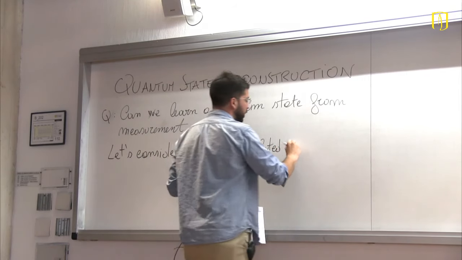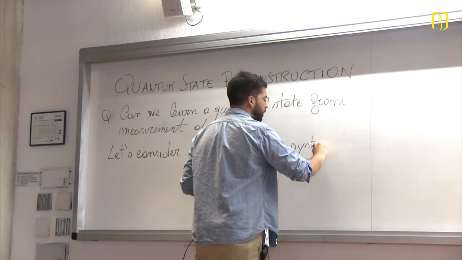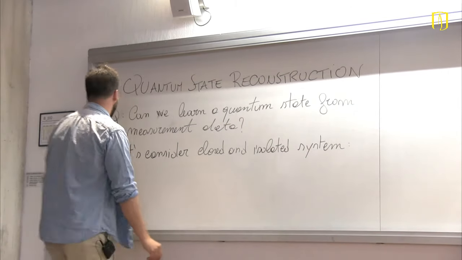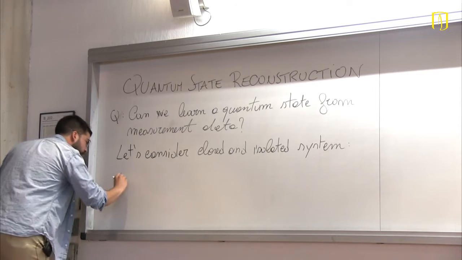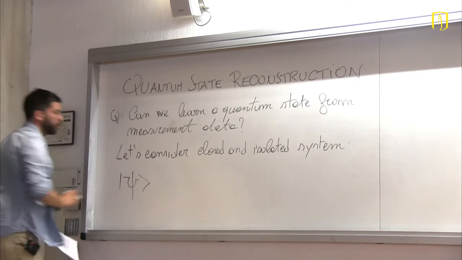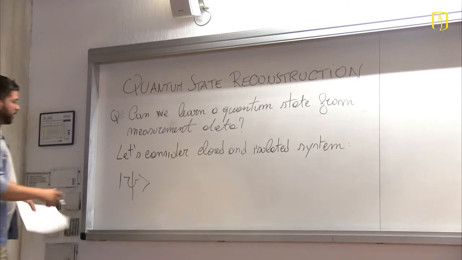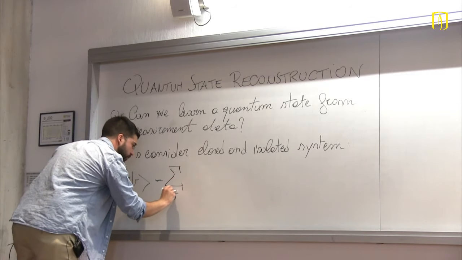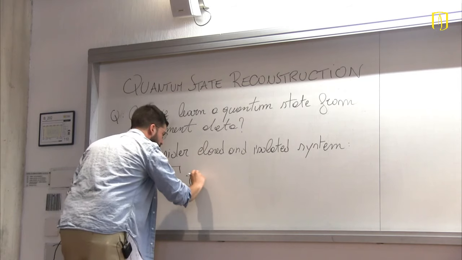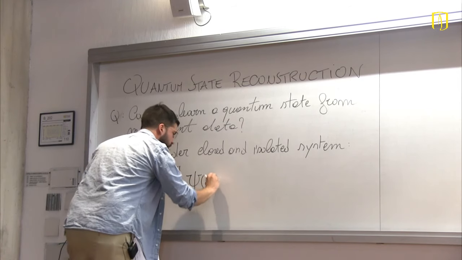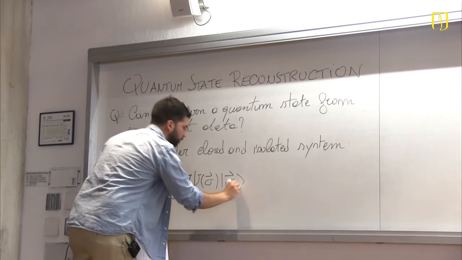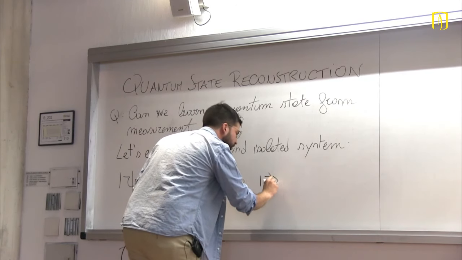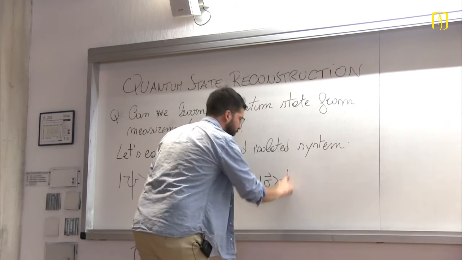And with closed and isolated, what I mean is that essentially it can be described by a pure quantum state, a wave function, okay? So this is the object that we are interested in. And so what we do, we can write this wave function into some basis. So essentially we fix a reference basis of the Hilbert space.